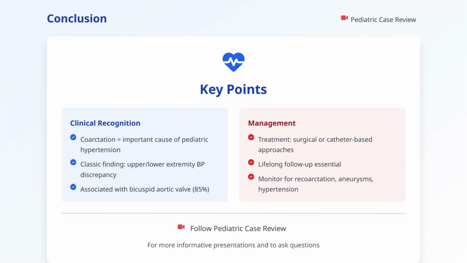To conclude, coarctation of the aorta is an important cause of pediatric hypertension with characteristic blood pressure differences between upper and lower extremities. Treatment options include surgical repair and catheter-based interventions, with the approach tailored to the patient's age, anatomy, and clinical situation. Lifelong follow-up is essential as patients remain at risk for recoarctation, aneurysm formation, and hypertension.